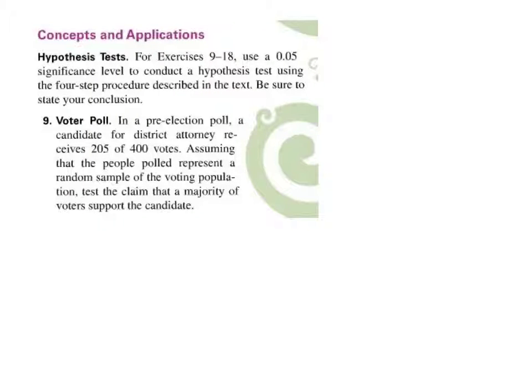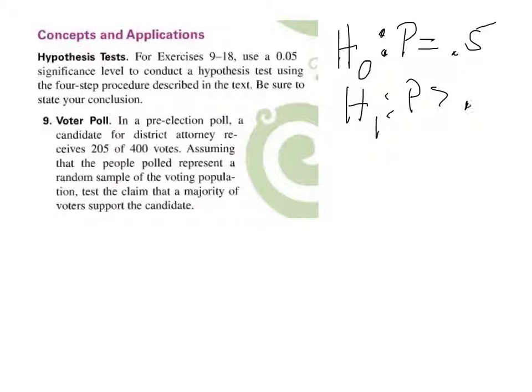So for this one, we're trying to conduct a hypothesis test, a significance test for proportions. I'm reading it, and we want to test the claim that the majority of voters support the candidate. So the null hypothesis is always, no, there's no difference: he doesn't have a majority, or she doesn't have a majority. And then what we want to test is that it's greater than 50%, that they got the majority.